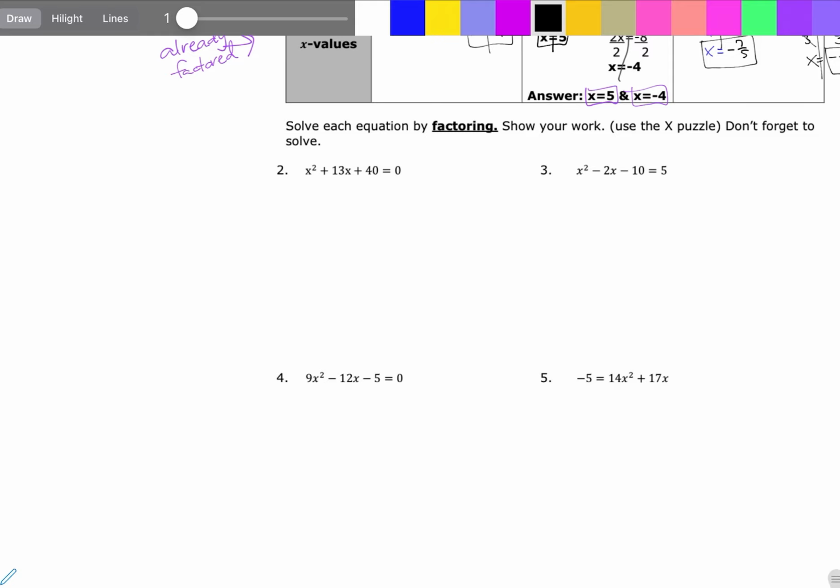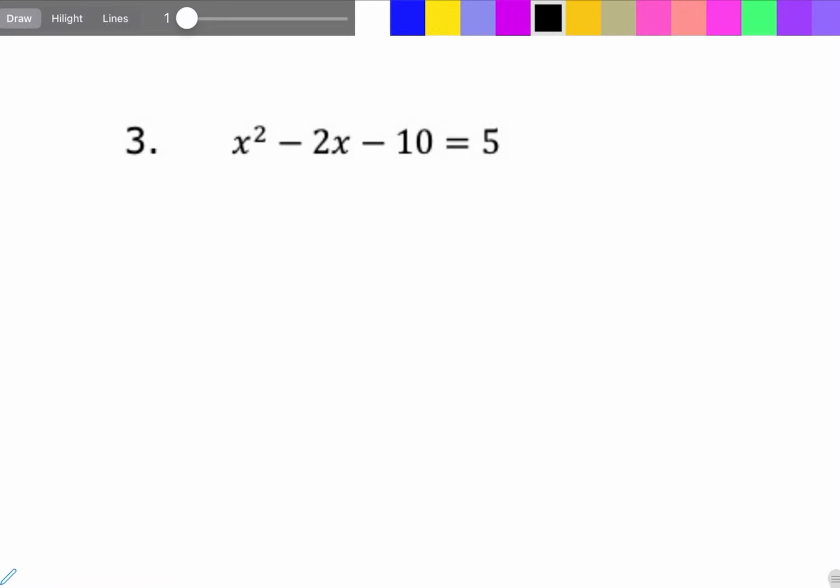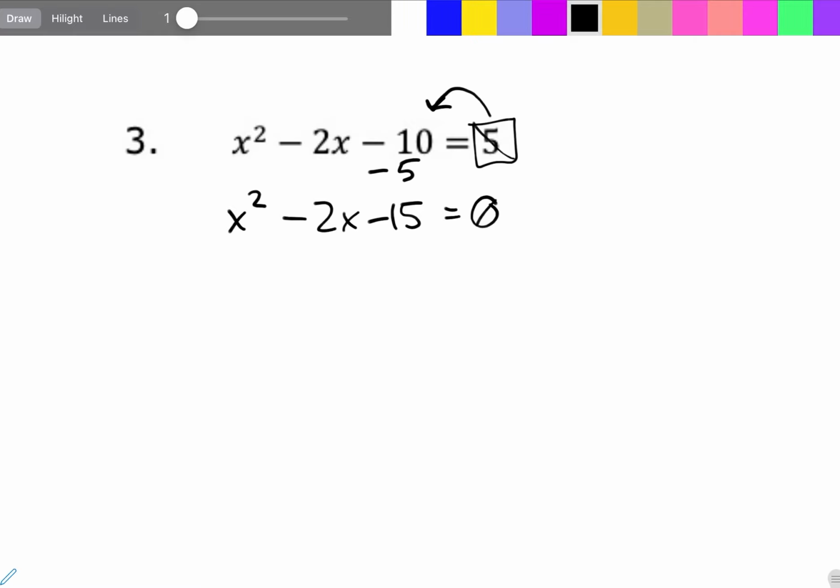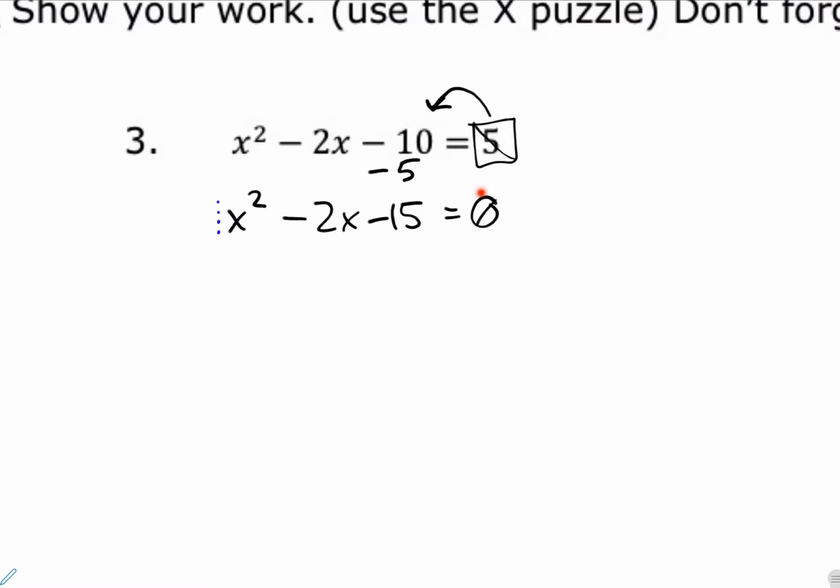Let's go ahead and do this guy over here. I need this guy right here set equal to 0, so I'm going to move this to the other side. What happens to positive 5 when it moves to the other side of the equal sign? It becomes negative 5. Your new problem is x squared minus 2x minus 15 equal to 0. That is your new problem. And now, the only way that you can identify A, B, and C, you got to have your problem set equal to 0.